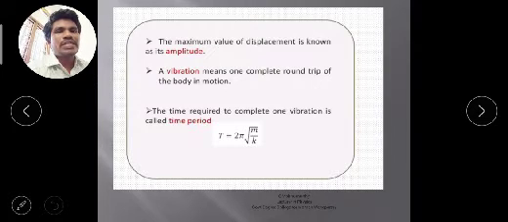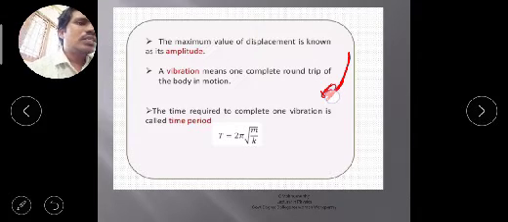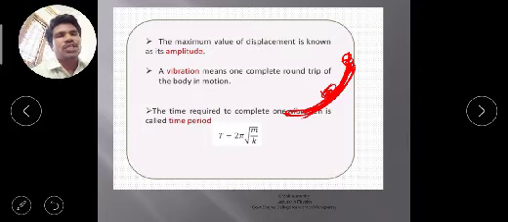So a vibration means one complete round trip of the body. For example, this is the mean position, then it starts from the mean position or resting position, goes to this side, again comes to the center point, that is the resting position, and then goes to the opposite side. So the displacement should be the same on both sides. If it goes to this point and then this point, then it is called one complete rotation.